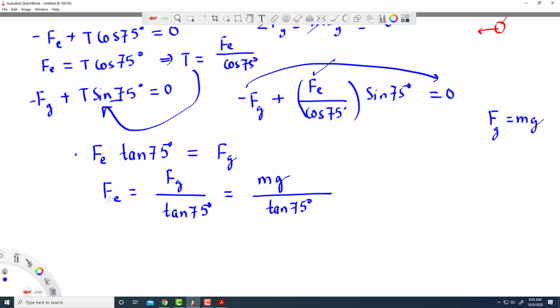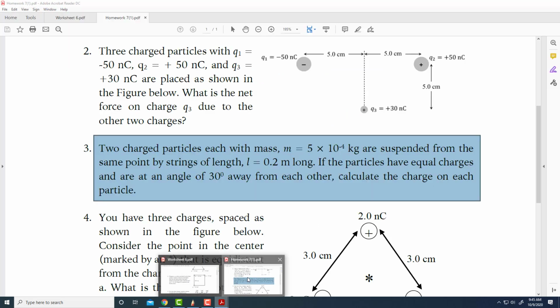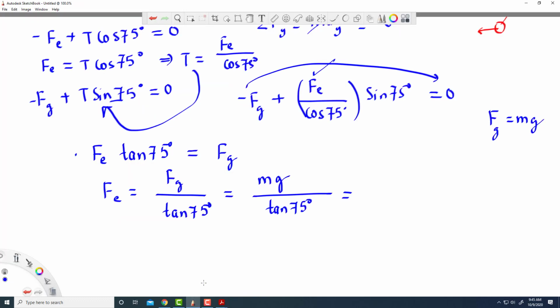Now we need to find the force. So let's find that. M, the mass of the charged particle, what is it? Five times 10 to negative 4. So 5 times 10 to negative 4 kilogram. g is 9.8 meters per second squared, and then tan 75 degrees. So let's find that out.